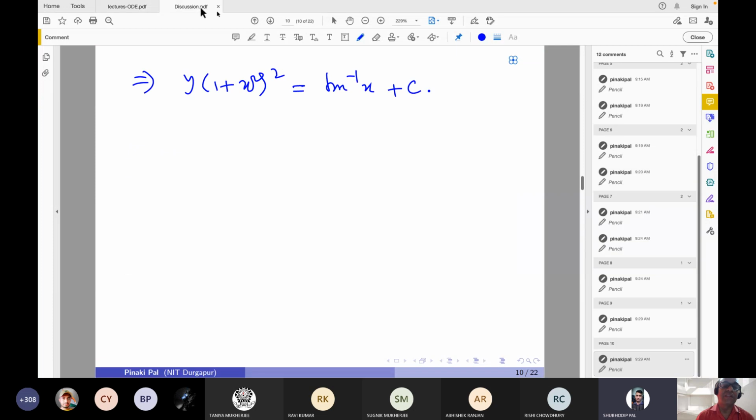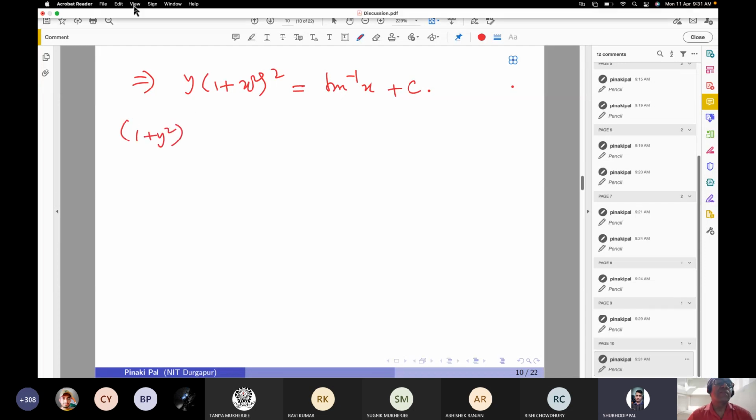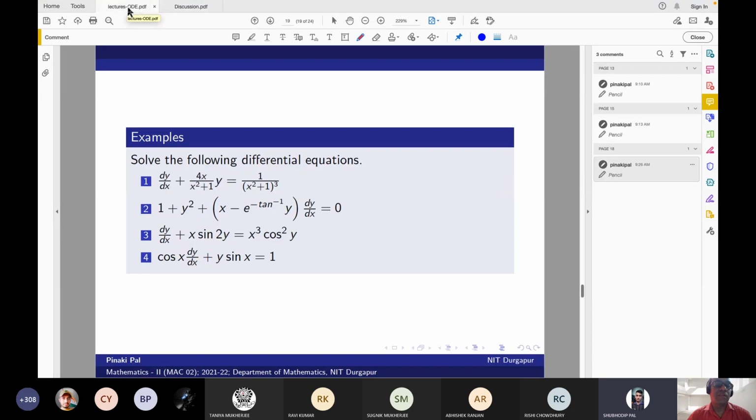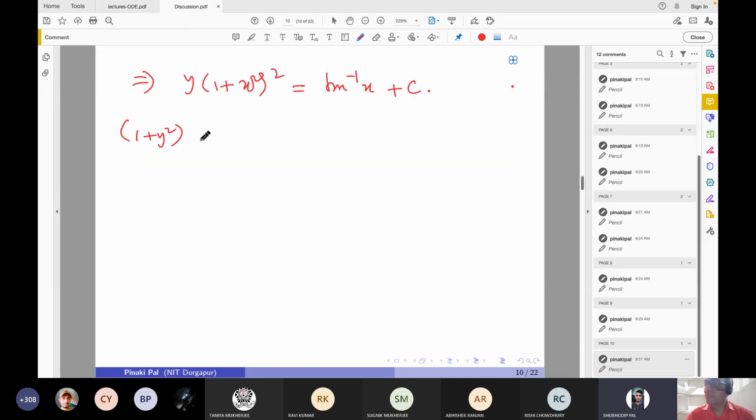So let us just check it. (1 + y²) is the first term of the differential equation, into [x − e^(−tan⁻¹y)] plus [x − e^(tan⁻¹y)] dy/dx... this is equal to 0. So minus tan inverse y, e to the power minus tan inverse y.